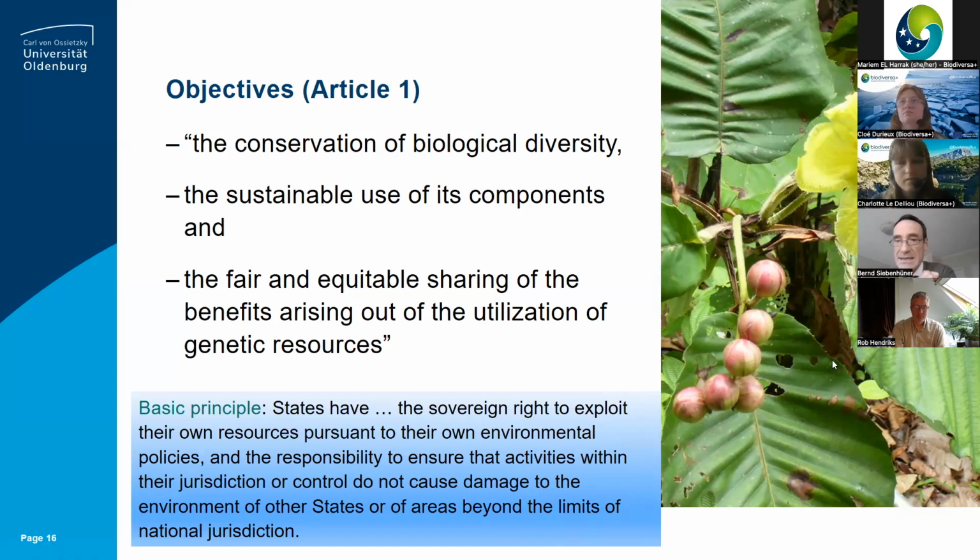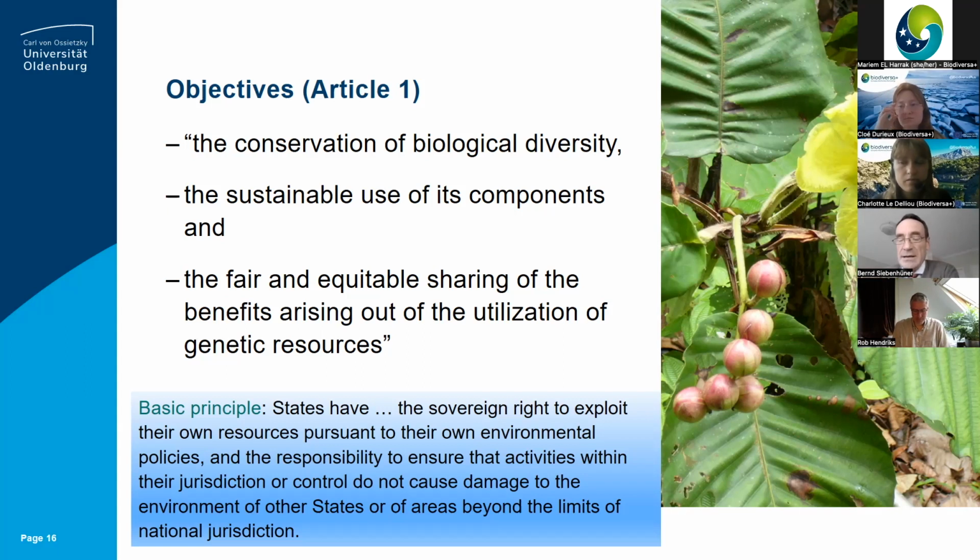But what's important here is that due to its nature as a treaty between nations, between national governments, and of course the legal bodies behind, like the parliaments that agree to it, it gives the right to use to states, yeah? And that's the basic principle. States have the sovereign right to exploit their own resources. Of course, there are limits to that.